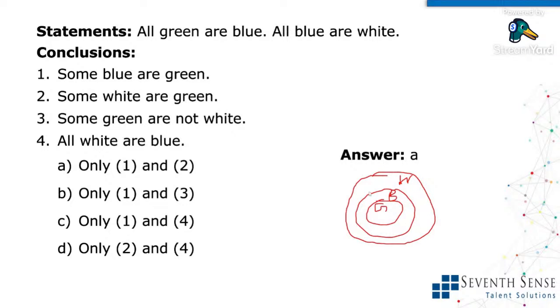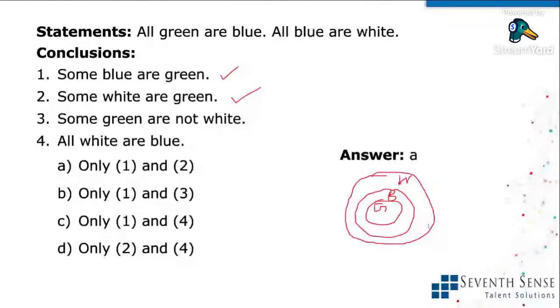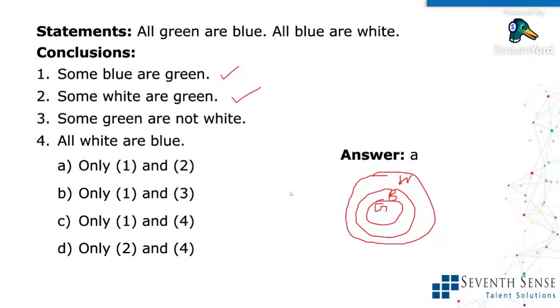Now, some blue are green. Can you tell that some blue are green? Yes. Some white are green. Some of the white are also green. Correct? Then, what are the rest of the things? What do you have? I think I've copied the wrong options again. Okay, fine. So you can just go ahead with this, no issues.